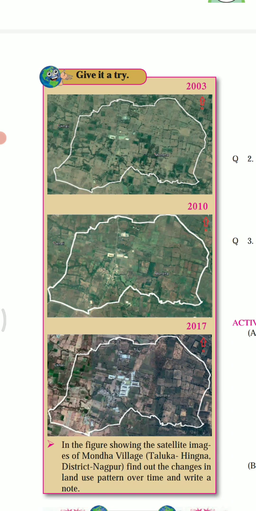And then the third question, due to this change in land use, do you think there has been a change in population? If yes, what is the change and why? Children, due to this change in the land use, there has been a change in population. The population of Mondha village has increased due to in-migration.